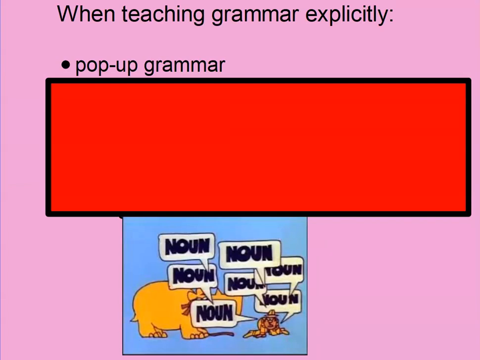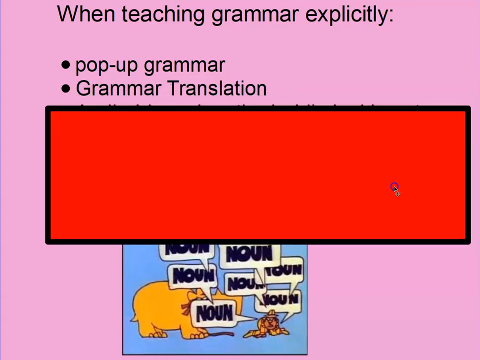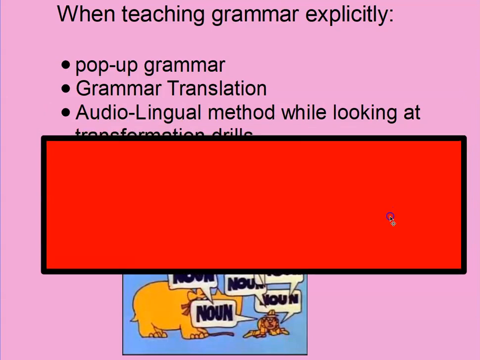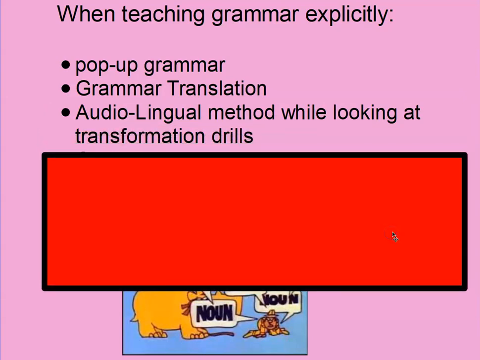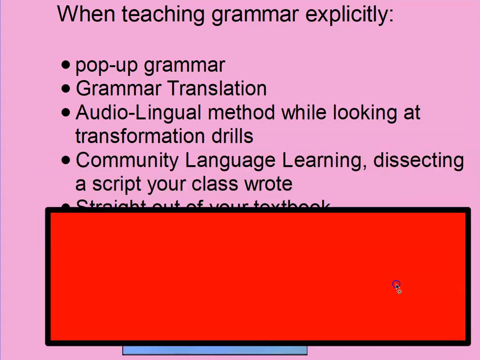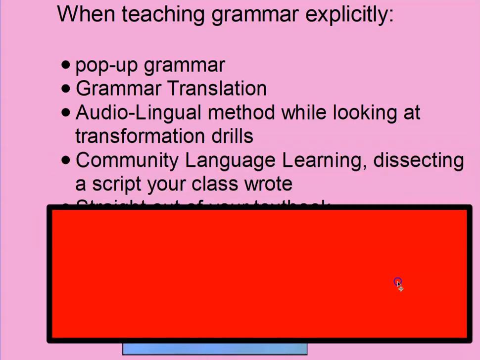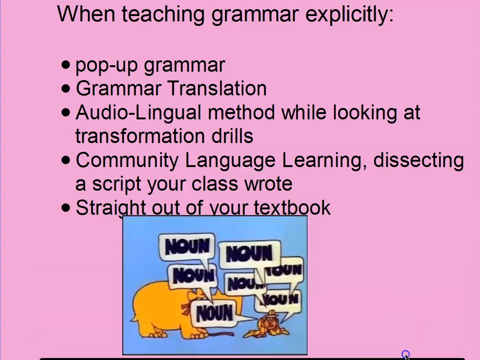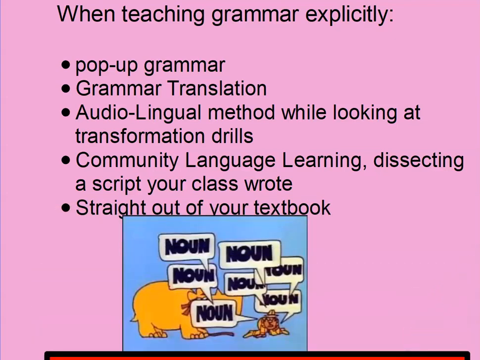When you're doing your explicit grammar lessons, you need to talk about grammar because you've got a pop-up grammar thing going on, or you're doing the grammar translation method, or you're using the audiolingual method and you've got a transformation drill and the students don't quite understand it, or you're using community language learning and you're dissecting a script that your class wrote, or you're working straight out of your textbook and you want to explicitly talk about the grammar.